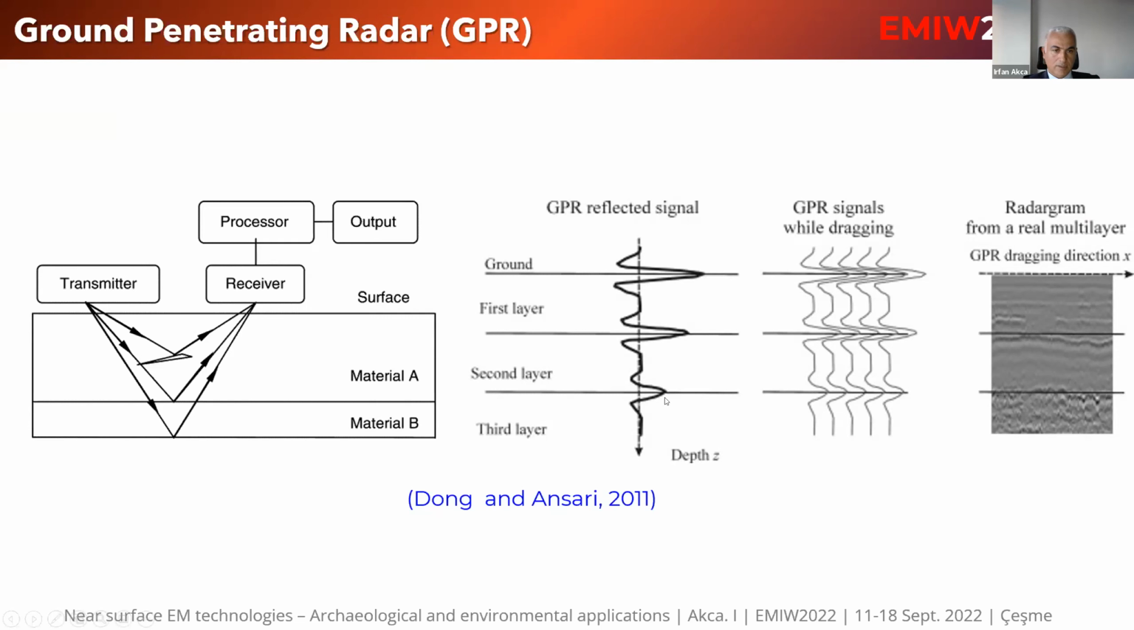In the middle, you see a sample trace, which includes reflections from subsurface layers, targets or objects. So if you drag the system of transmitter and receiver in the lateral direction, you then have a series of traces, which produces a radiogram, which is a section of the time series recorded by the receiver.